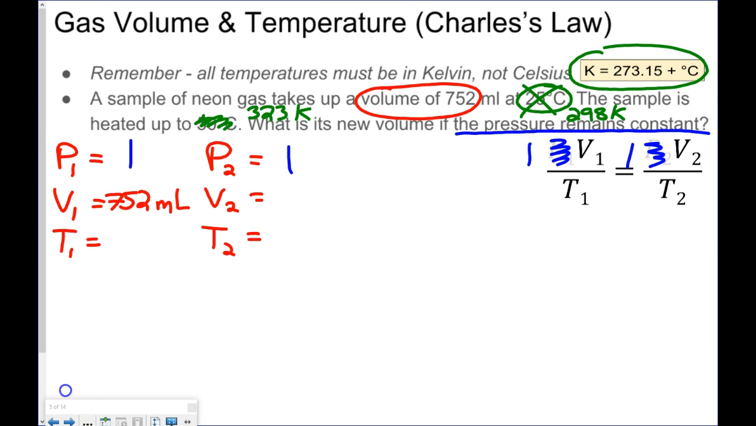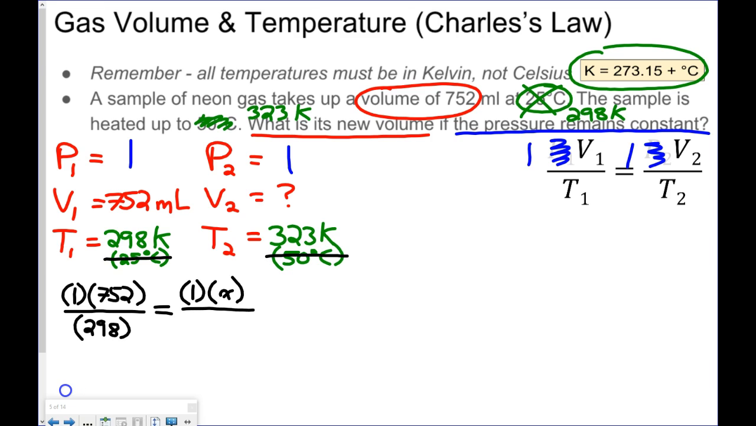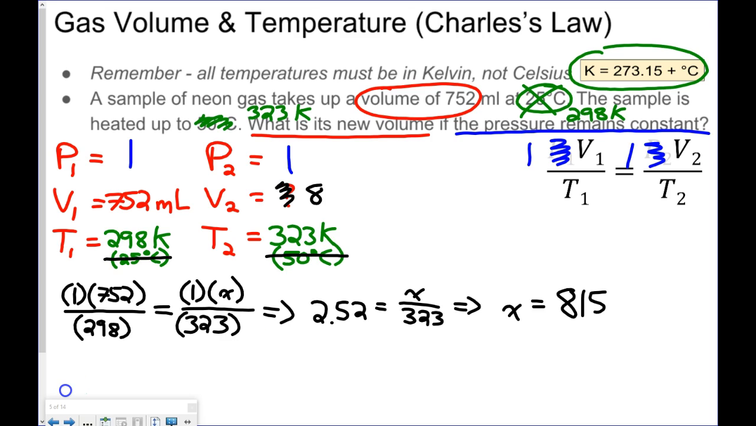My volume is 752 mLs at the start. What's the new volume? That's the question. I started at 298 Kelvin, it's 25 Celsius, and I end at 323 Kelvin. That, of course, is going to be 50 degrees Celsius. Fill in my combined gas law. I'm going to use 1 for the pressure to sort of cancel those out. And I'm left with this equation here. Best way to do this is to cross multiply and divide. In this case, that's going to work out to be 2.52 equals X over 323. Solving that out, X is going to equal 815 mLs. So with that change there, my volume increased.